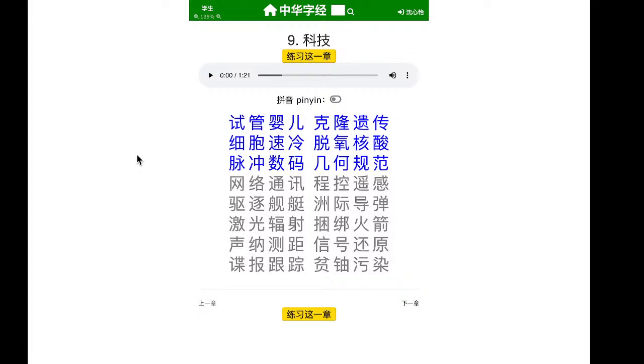And of course, 脉冲 and 数码 are closely related, right? We use machines to represent the digits, and we literally use the physics phenomenon of pulses to control that and to represent the digits. 几何规范: 几何 means geometry. 规范 means rules, patterns.